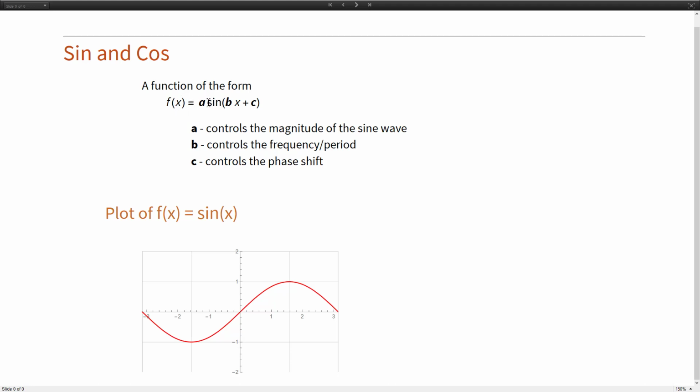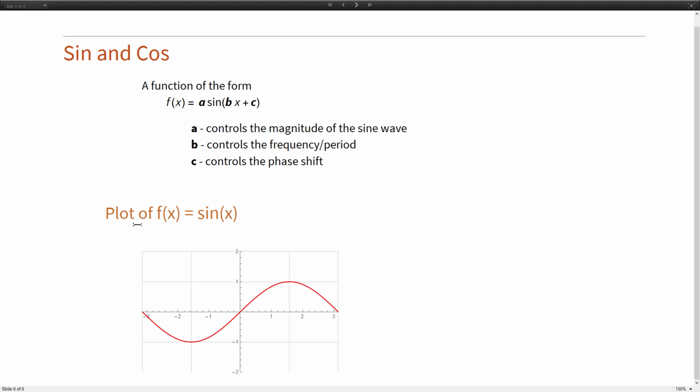It's the sine of x, but then you can do a times the sine of b times x plus c. So what we're going to see here is that the constant a will control the magnitude of the sine wave. B controls the frequency or the period, the number of peaks you're going to have, and C controls what's referred to as the phase shift. It's basically which way this is shifted back or forth.